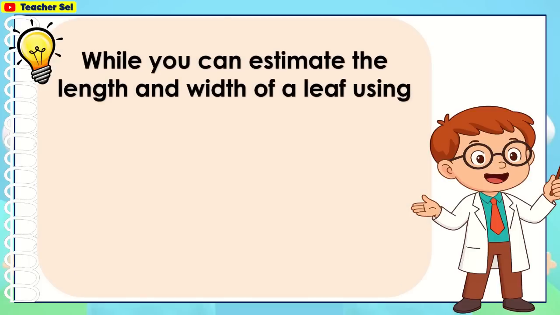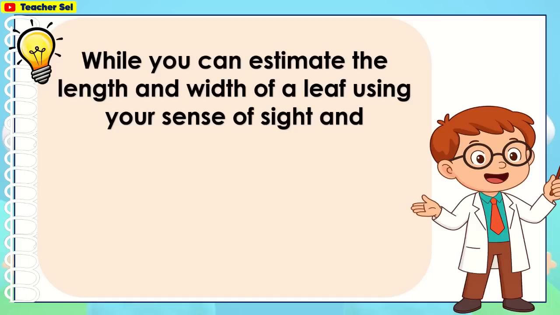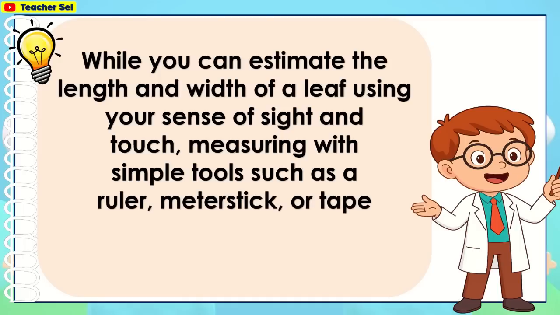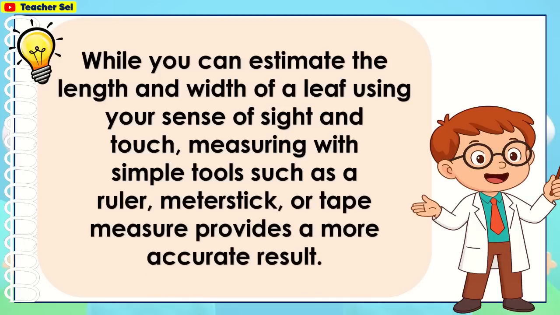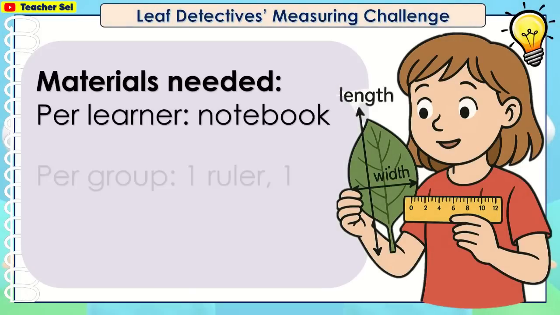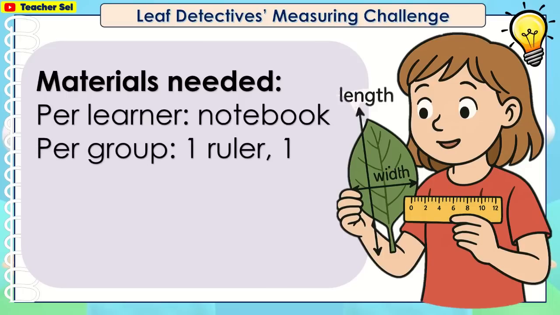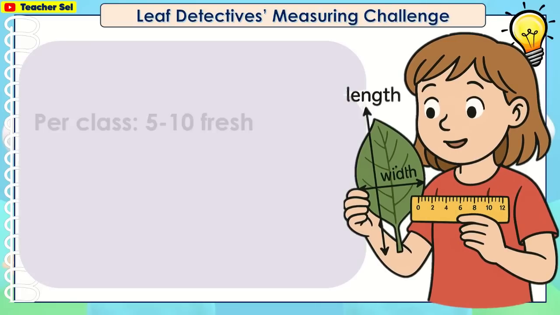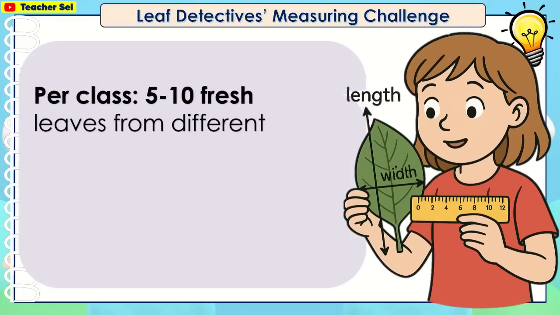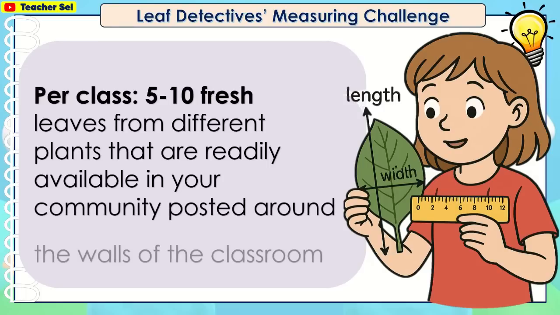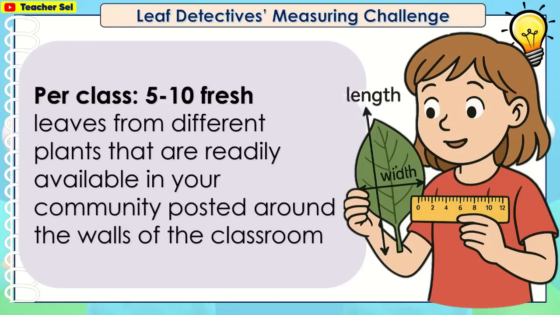While you can estimate the length and width of a leaf using your sense of sight and touch, measuring with simple tools such as a ruler, meter stick, or tape measure provides a more accurate result. Let's have another activity entitled Leaf Detectives Measuring Challenge. Materials needed per learner: notebook. Per group: 1 ruler, 1 meter stick, 1 tape measure. Per class: 5 to 10 fresh leaves from different plants that are readily available in your community, posted around the walls of the classroom.